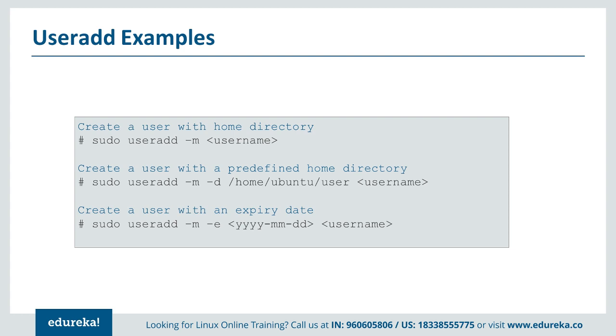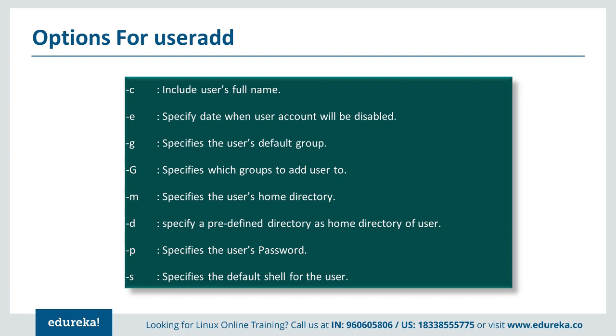What happens generally is, if I add a user, suppose XYZ, and I do sudo useradd -m XYZ, it will create a folder /home/XYZ by default. In home, it will be given the same folder name as the name of the user. But if we want to give it a predefined home directory, we can give the option -d and then provide the predefined directory name, if there's already a directory existing there. If I want to create a user with an expiry date, so that after this date the user expires and has no rights on the system, I can provide the -e option. So these are our options for useradd.